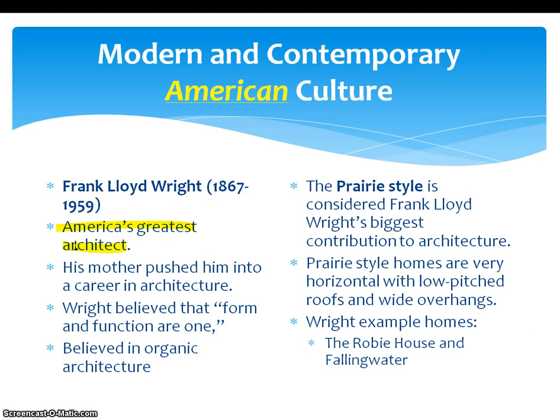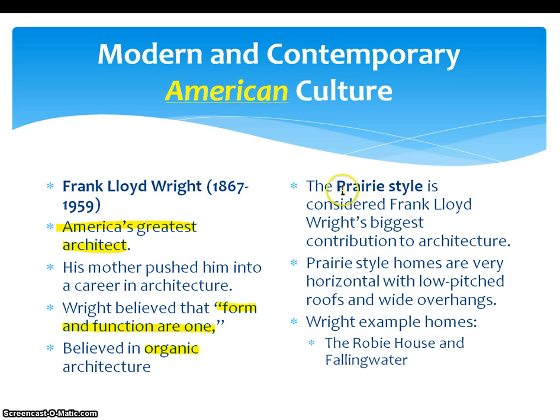I'll show you examples of his houses. Many people who study architecture study him and learn his form and his technique. Wright believed that form and function are one, that the form of a building should also be functional at the same time. He also believed in something called organic architecture. You're seeing an example of this in the Robie House and the Fallingwater home that I'll show you. He thought that the home should be a reflection of its surroundings, and you see that the homes just kind of flow into the hillside and the landscape, and you don't even know that they're there.